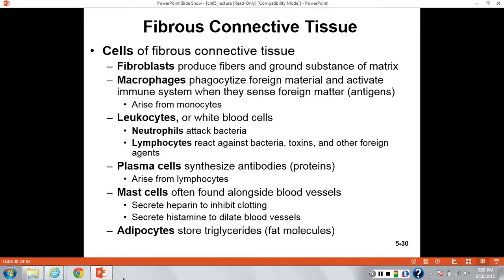Leukocytes: neutrophils, eosinophils, and basophils. They fight bacteria. They play a role in allergic and parasitic infections, and they cause vasodilation.